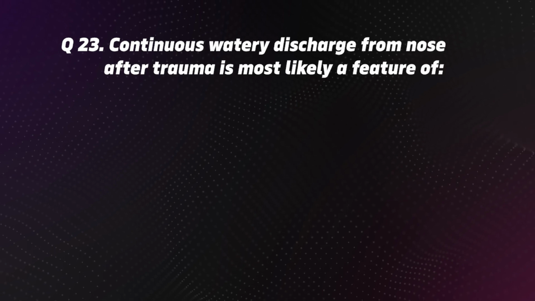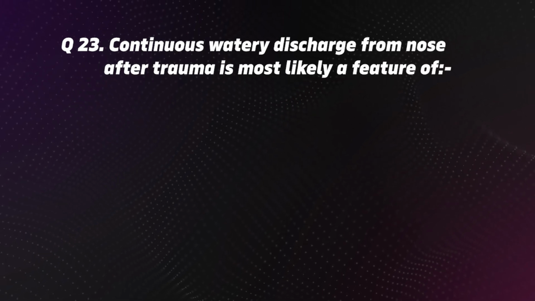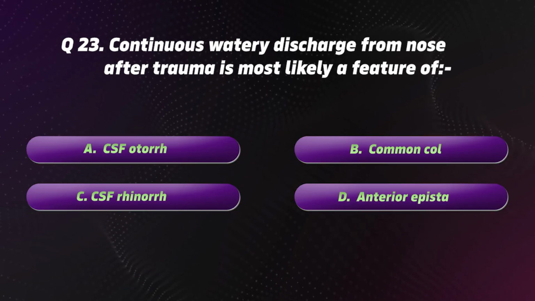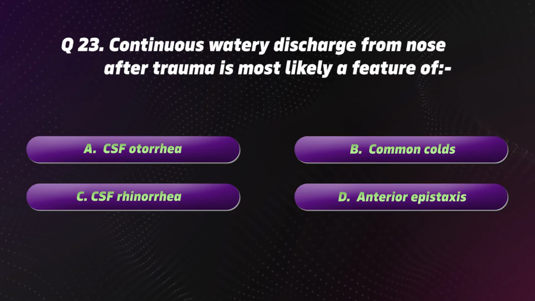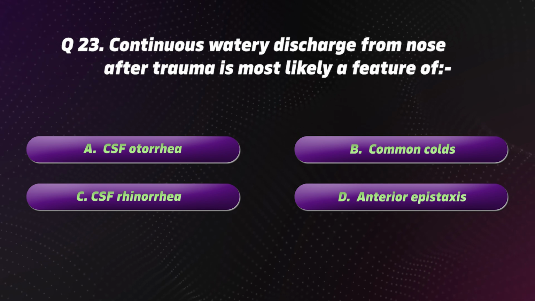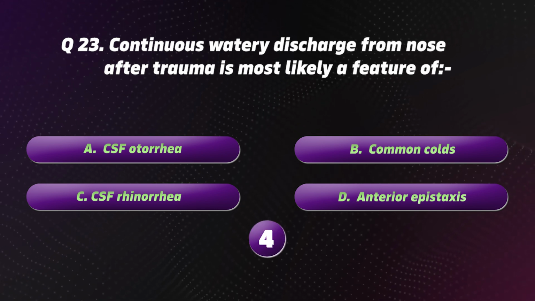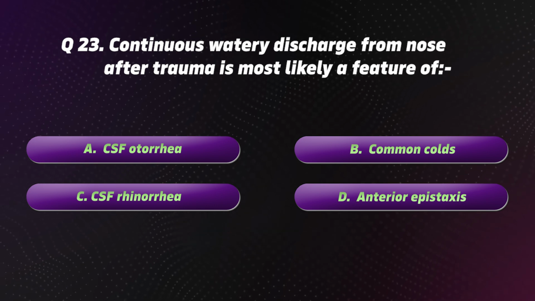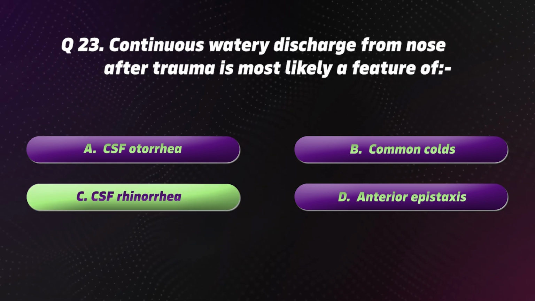Question 23. Continuous watery discharge from the nose after trauma is most likely a feature of. Here are the options. A. CSF otorrhoea. B. Common colds. C. CSF rhinorrhea. D. Anterior epistaxis. And the correct answer is option C, CSF rhinorrhea.